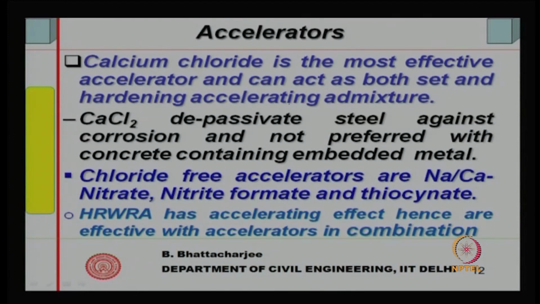As we have seen earlier, high range water reducing agent, the superplasticizer, has some accelerating effect, hence is effective in combination with an accelerator. They themselves have some accelerating effect, and if you use them together with an accelerator, the benefit is even more. It is quite effective, all right.